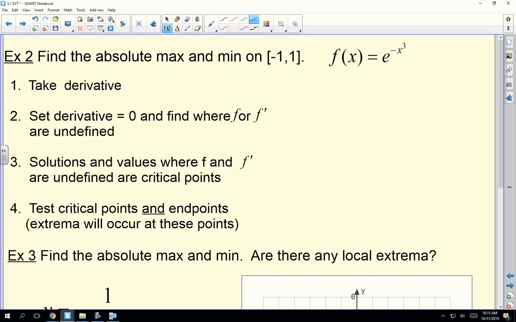Still maybe writing down these 4 steps here. You're going to take the derivative, set it equal to 0, and find where f and f prime are undefined. Okay, there isn't any place where f is undefined on that angle. Let's go ahead and take the derivative.